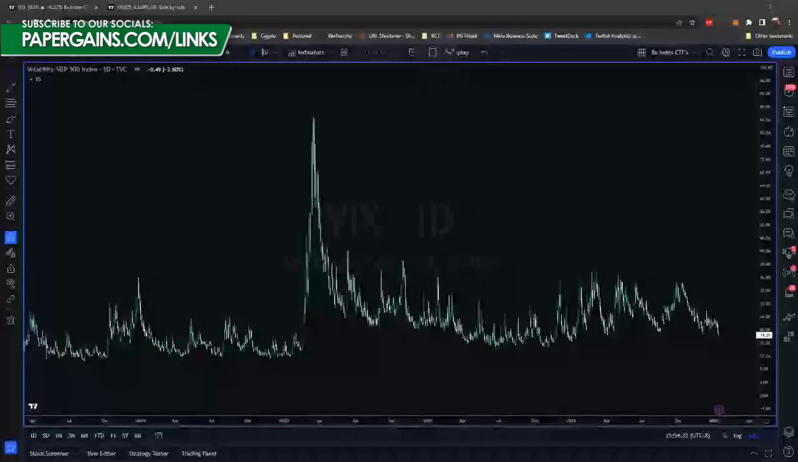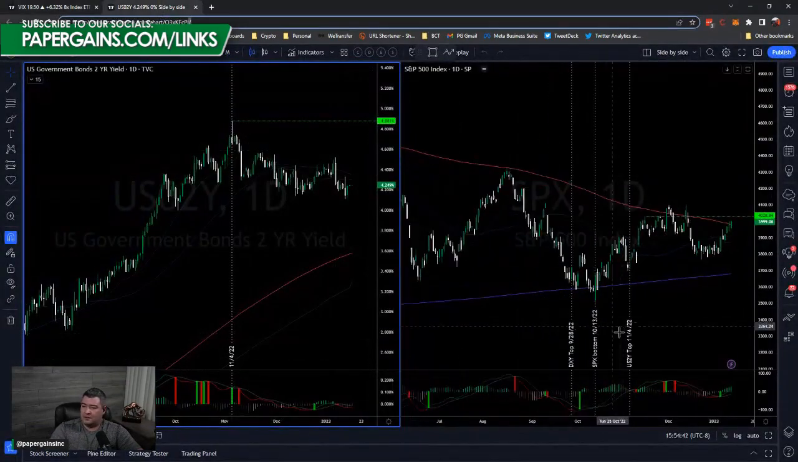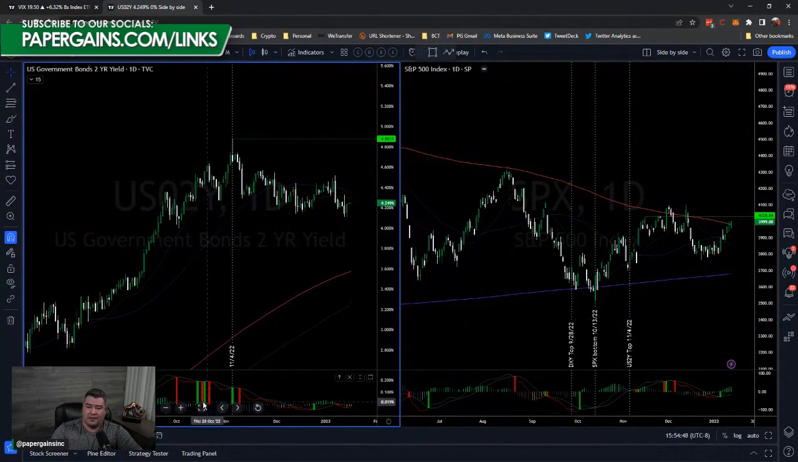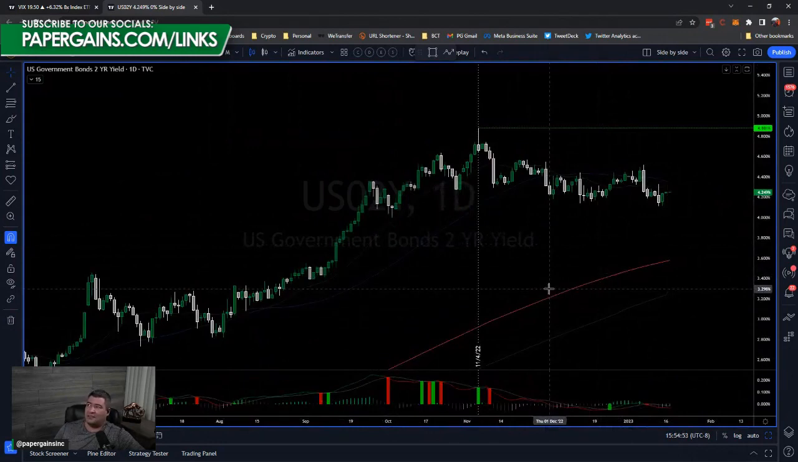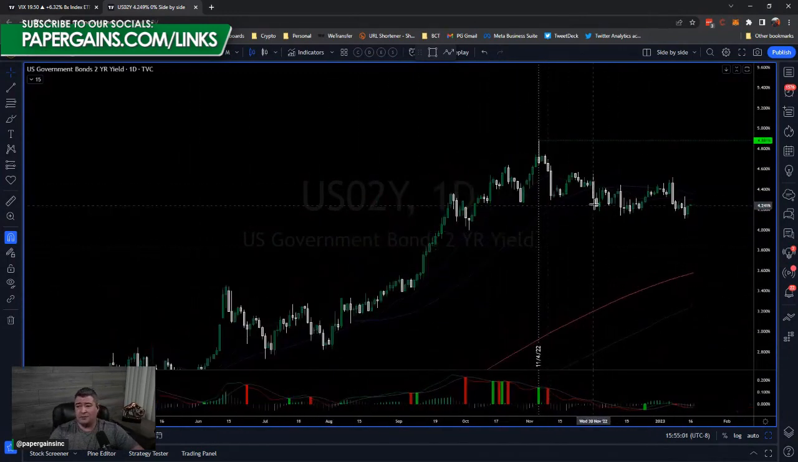Let me look at this. I'll pop my little face up here. So here's SPX, and here's what I want to look at, the 2-year yield. I think this is probably going to be the most important, with the caveat that there's a yield curve inversion. The 2-year yield on TradingView is US02Y. The 2-year yield represents what the treasury yield looks like for the next 2 years, give or take, probably the average yield.